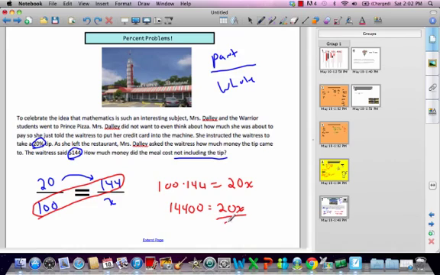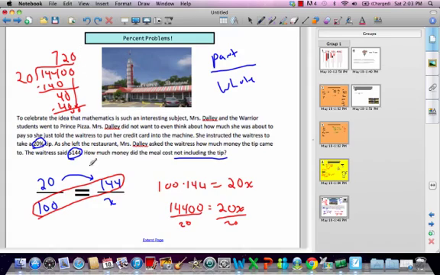We would do the inverse, which is divide by 20. And now we just have a division problem. And you can see when we're done with this division problem, you're going to get 720, and that would be the cost of the bill.